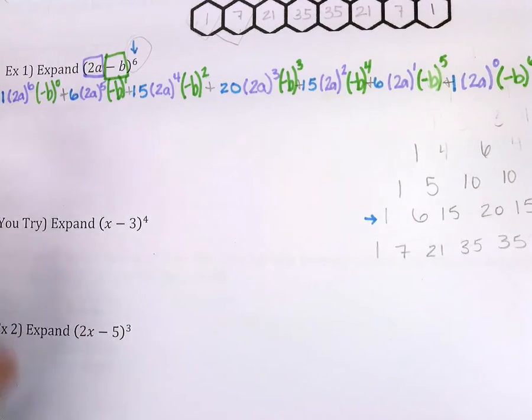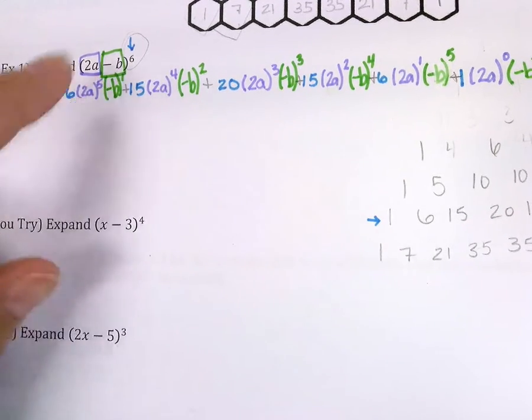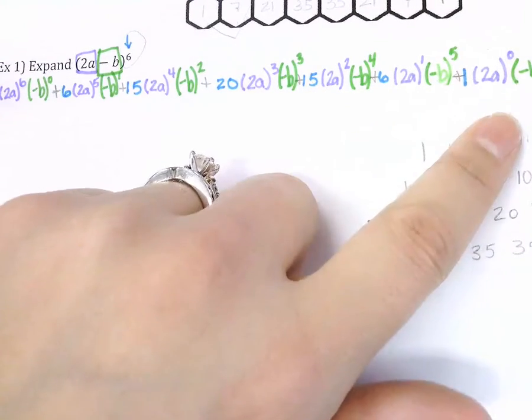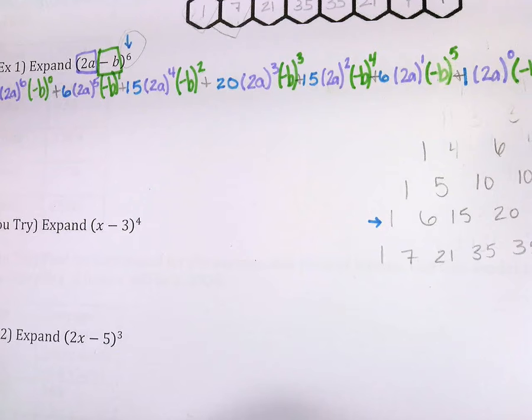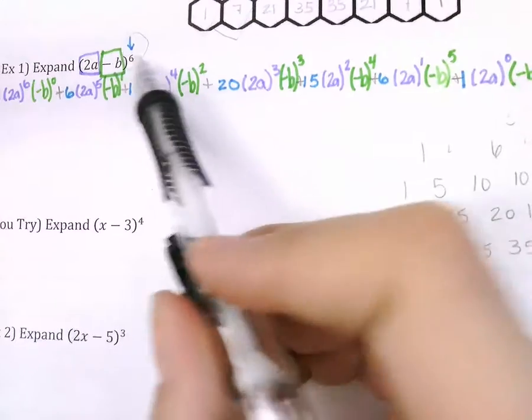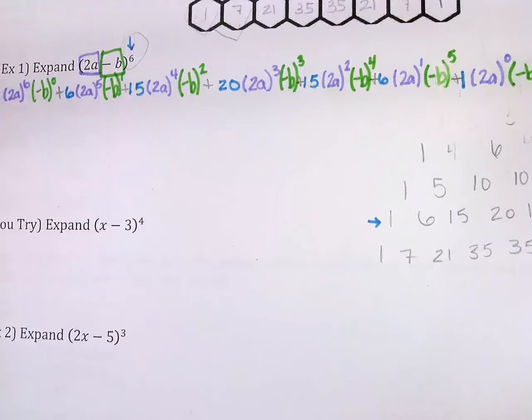Now, how many terms do I have? 1, 2, 3, 4, 5, 6, 7. So I have 7 terms. I'm always going to have one more term than the exponent. Whatever power you're raising this to, you're going to have one more term than that number. So if you're raising it to the 5th power, you'll have 6 terms. If you're raising it to the 4th power, you're going to have 5 terms. If you're squaring it, you have 3 terms. So since we raised our binomial to the 6th power, we have 7 terms.